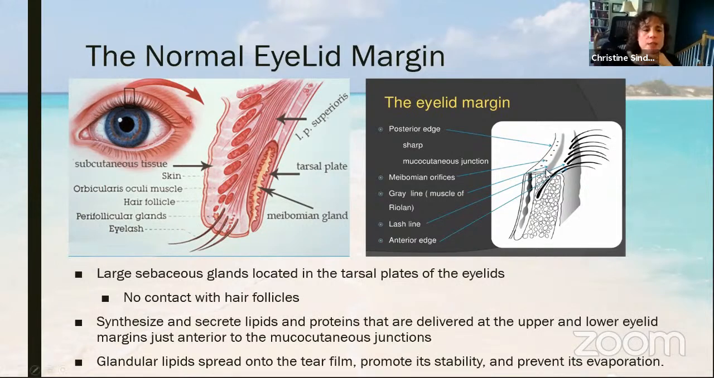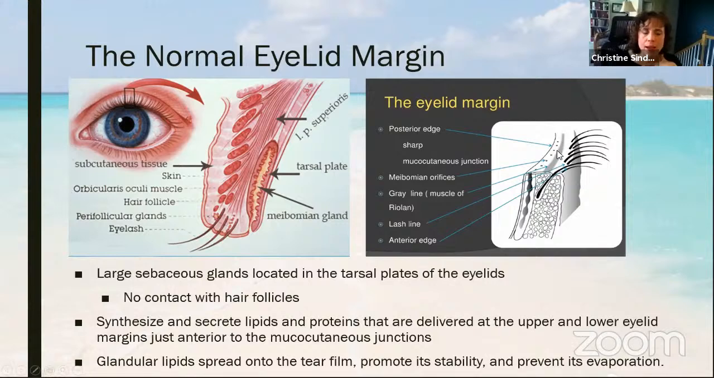So when you look at the surface of the eye or the eyelid margin here, there are several structures we need to find. We have the eyelashes, or the anterior part of the eyelid, but this little line right behind the eyelashes and in front of the Meibomian gland orifices, this little gray line, is actually the muscle of Riolan that you can see on the surface of the eyelid margin.